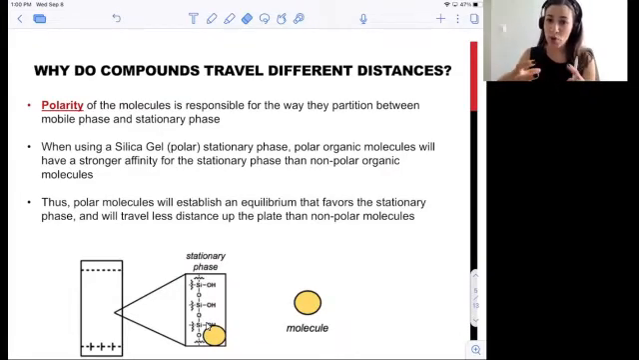So it turns out that polar organic molecules will adsorb onto the stationary phase with stronger intermolecular forces. As the solvent travels up, this polar molecule will spend time adhering to the solid and a smaller amount of time actually traveling up the plate with the mobile phase. So very polar molecules are often expected to travel not as far up the plate compared to nonpolar molecules.